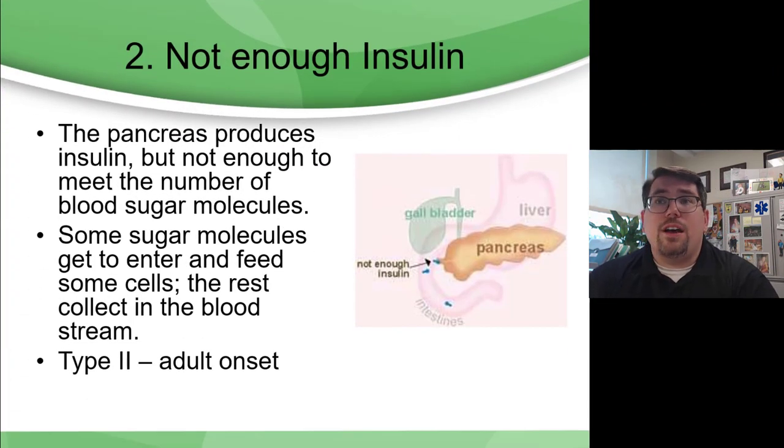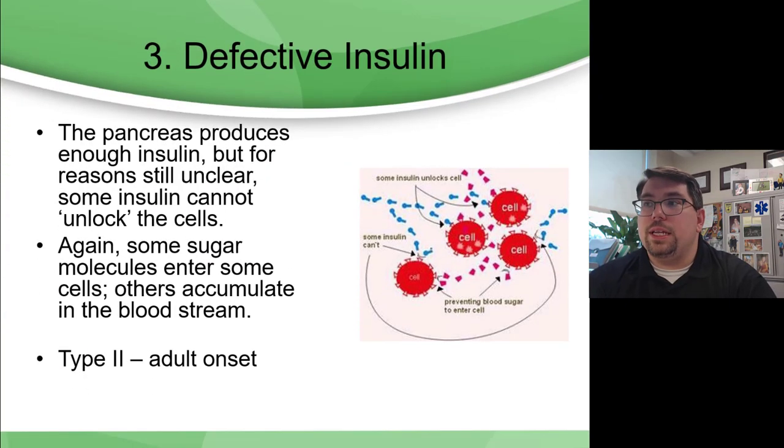Problem number 2 is not enough insulin. This is where the pancreas produces insulin, but it's just not enough to meet the numbers of blood sugar molecules that are available. So some of the sugar will get in, but there's not enough of it to get all the sugar that's needed in. Now, some of these sugar molecules will get in, they'll feed some cells, and the rest are just going to collect in the bloodstream, and we would refer to this as type 2 adult onset diabetes.